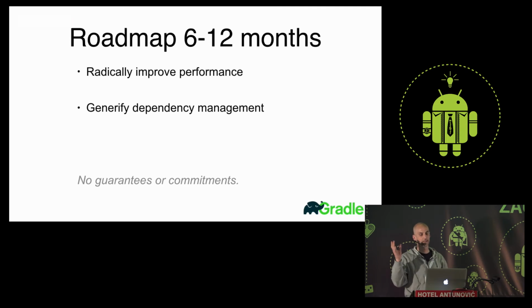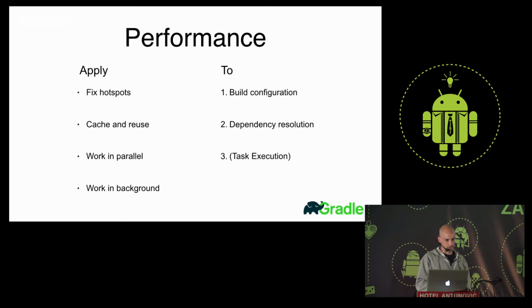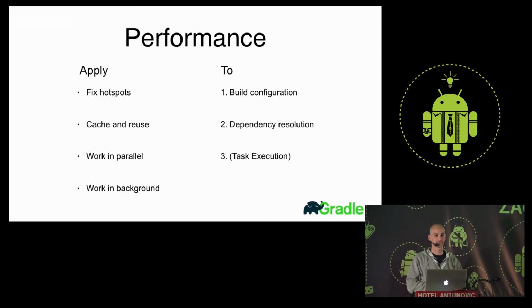So what is the roadmap in that regard? Those improvements that I talked about regarding performance, evolutionary and revolutionary at the same time, and to generify this dependency management, like I said, around the variants. And how can you do this? Just in short, you can, of course, fix hotspots. You can do caching. You can do stuff in parallel, and you can do stuff in the background.